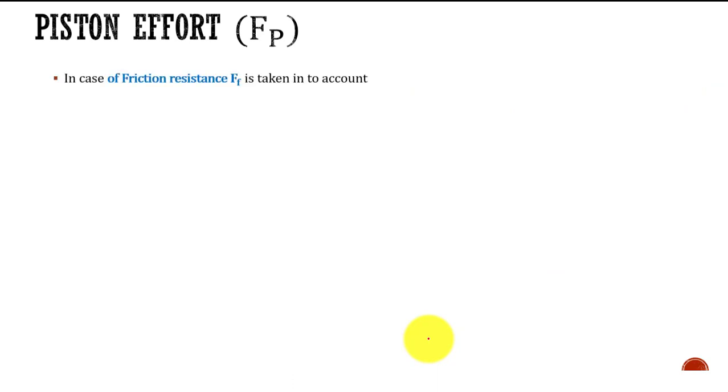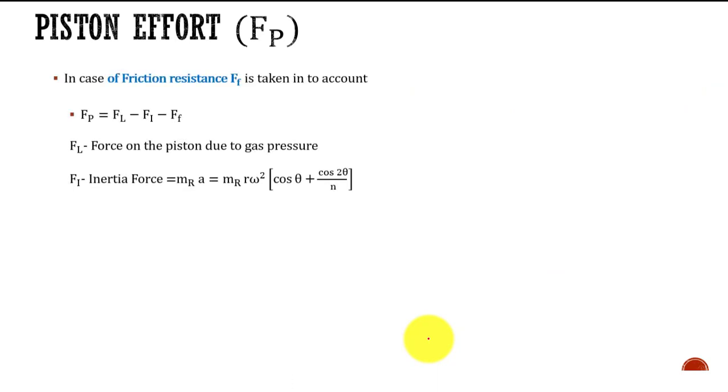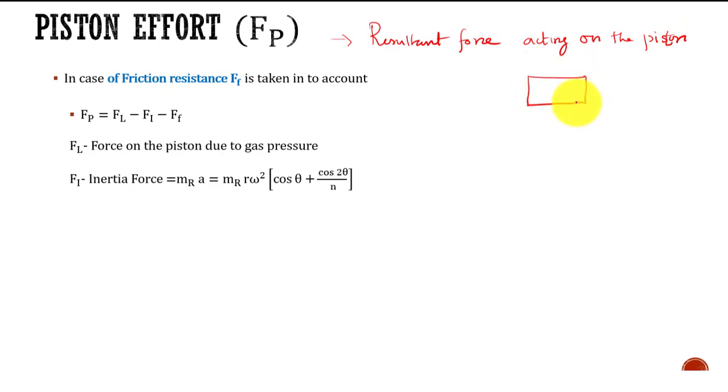Next, we are going to derive the equation of piston effort. I told you it is exactly the resultant force, the resultant force acting on the piston along the direction of the motion. Piston is here. So what is the resultant force which is acting on the piston? That is what piston effort is.